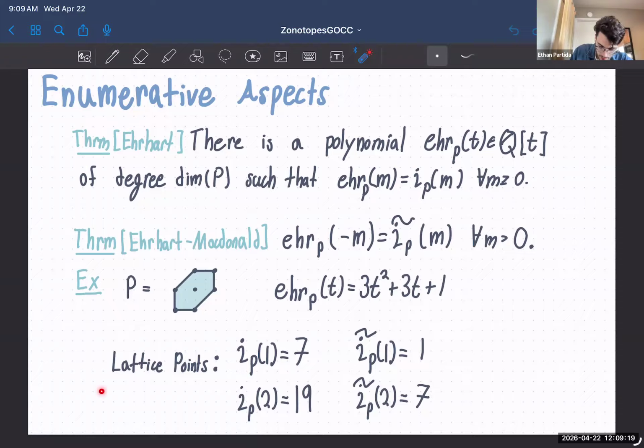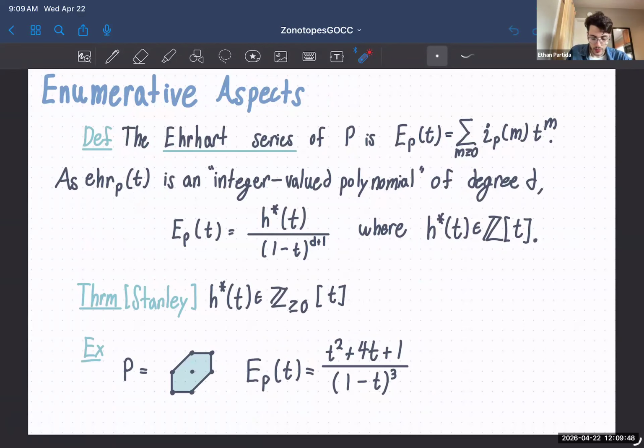And so I drew an example down here. It will be our running example. And this is its Ehrhart polynomial. Notice it's of degree 2. And I also have some lattice point counts down here. And so you should notice that if I plug in -2 to this Ehrhart polynomial, I will get out 7, which was the number of interior lattice points of that second dilate.